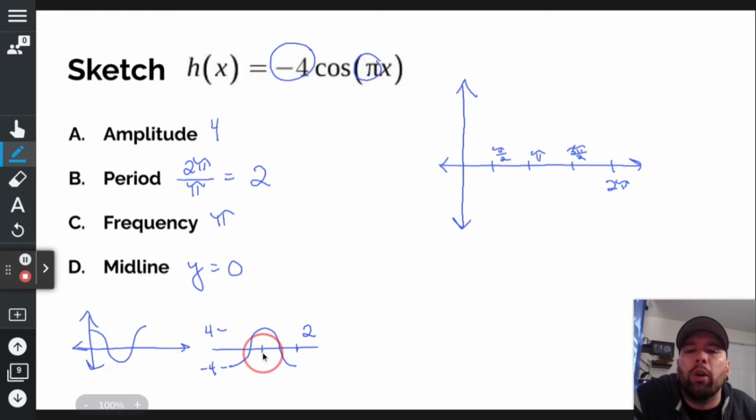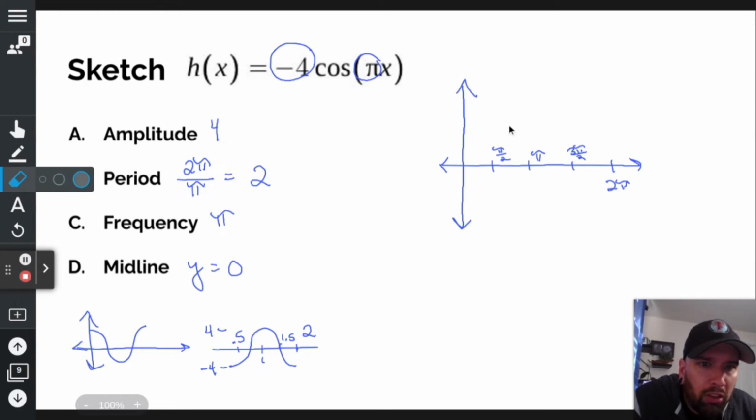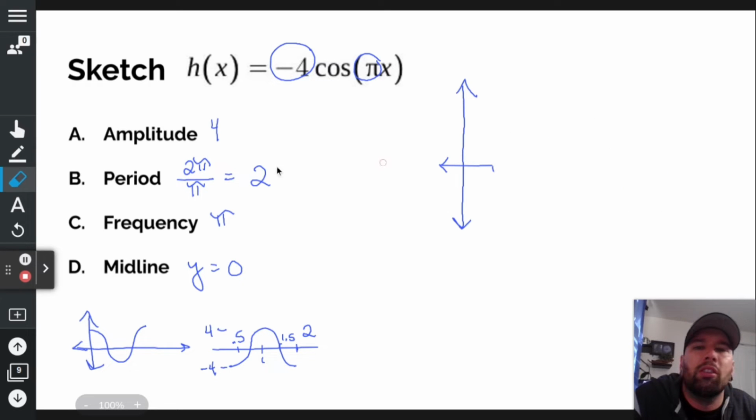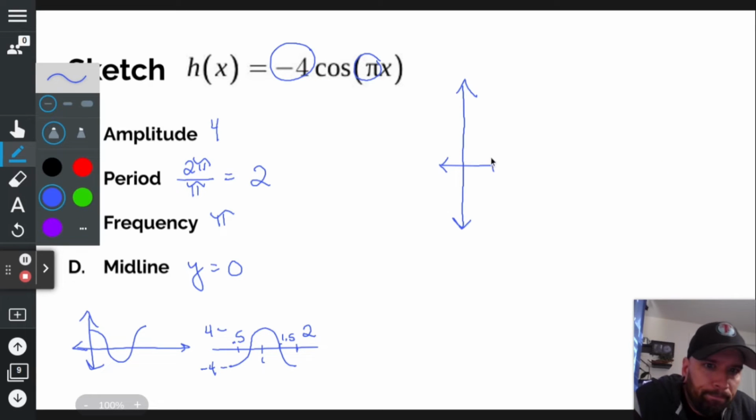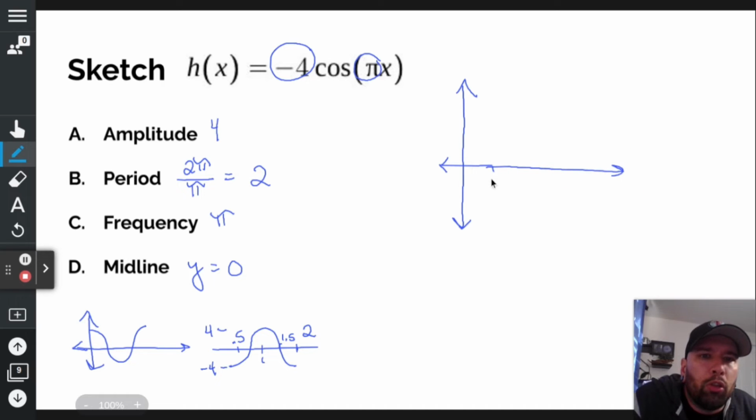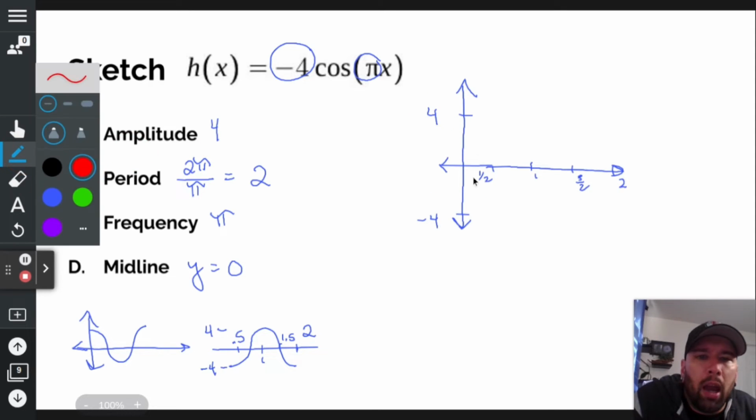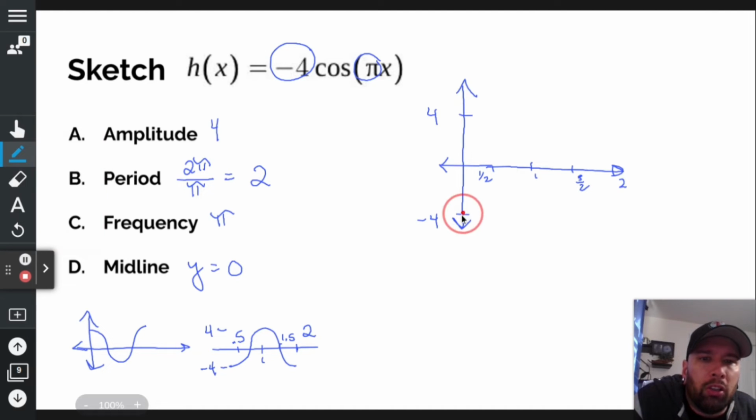And so this is going to be 1, and then this is going to be 1.5, and this is going to be 0.5. So me actually labeling this was a dumb idea because I'm not going to use these numbers. So you're going to be a half, you're going to be 1, you're going to be 1.5, so 3/2, and you're going to be 2. You're going to be 4, you're going to be -4.